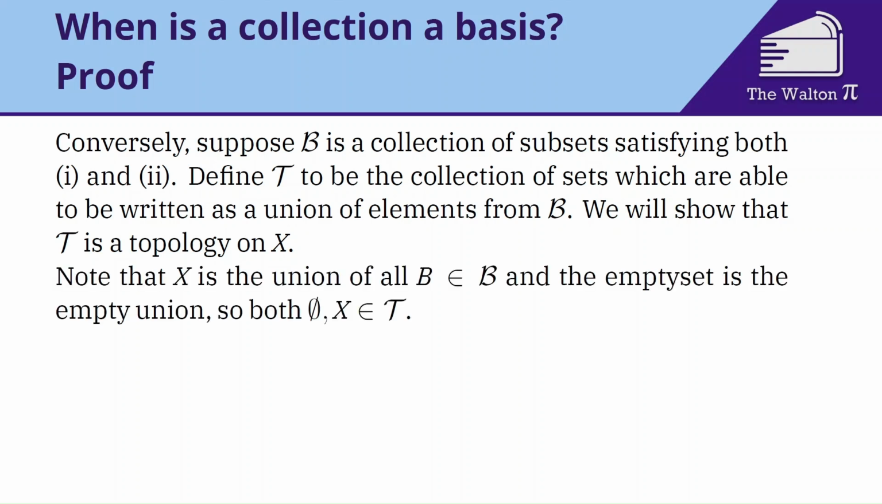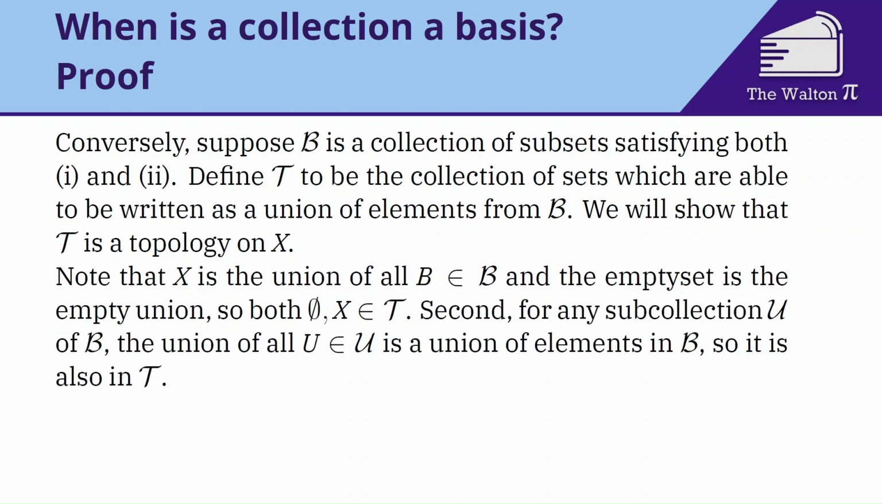So note that X is the union of all the B's in our collection B, and the empty set is the empty union. So that tells us that both the empty set and all of X are in our proposed topology. Second, if we have a subcollection U of B, then the union of all of those elements is going to be a union of elements in B, so it's also going to be in our proposed topology T. So we have the empty set, X, and arbitrary unions.